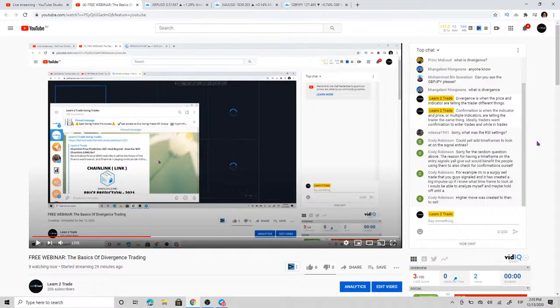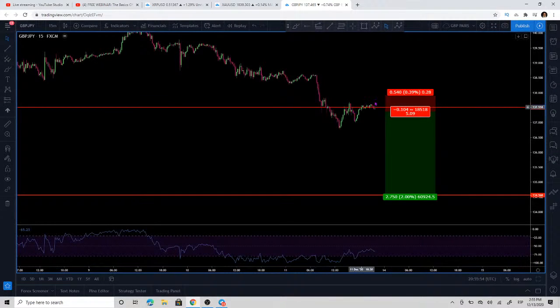The reasons for having a time frame on the entry signal y'all give out would benefit the people using them, to also check for confirmation ourselves. For example, I'm in a euro yen sell trade that you guys signal, and it has created a big impulse up. All right, I understand. Yeah, if it helps you out, mate, of course we will be on that.